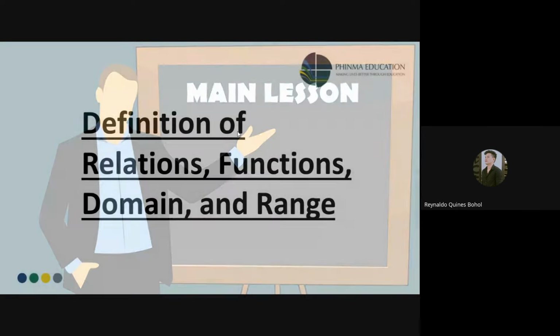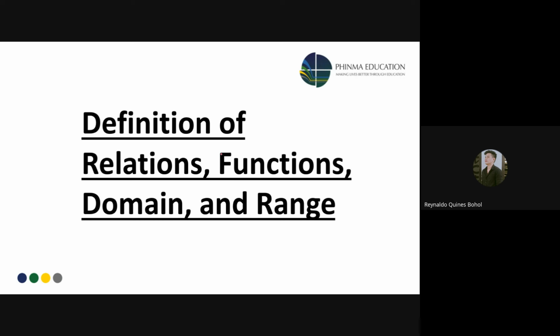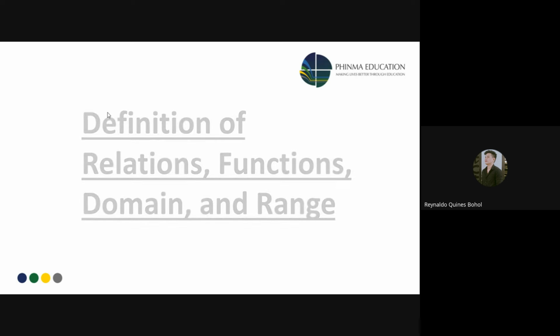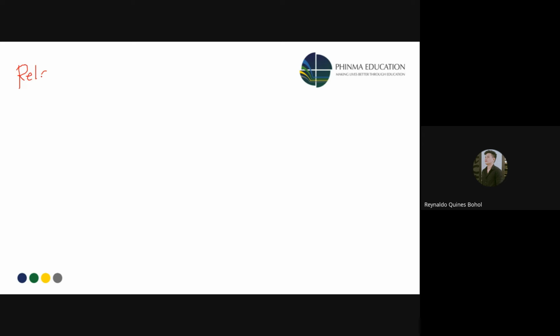So, dito na tayo sa main lesson. Our main lesson is all about relations and functions, and the domain and range. Okay, when we say relation, a relation is a set of ordered pairs. Aside from that, ordered pair is also known as roster form.